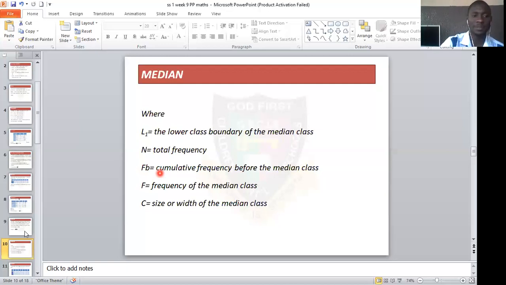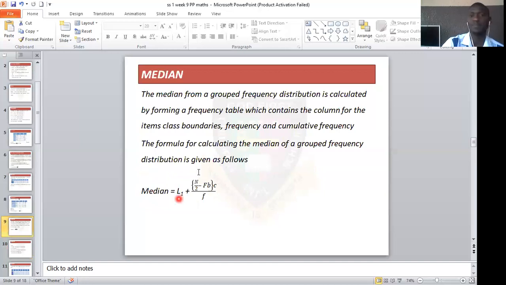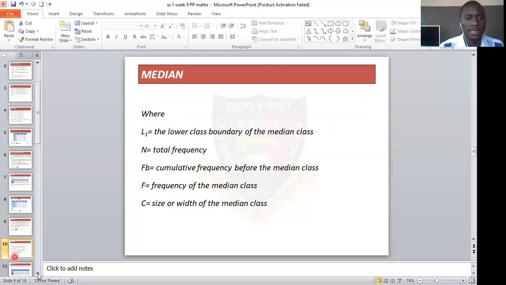So let's take it again from the formula given in the notes. L1 is the lower class boundary of the median class. N is the total frequency of the collection of data. FB is the cumulative frequency of the class immediately before the median class, while F is the frequency of the median class and C is the width. So when you have a class interval of 10 to 19, the width of the class is 10: 10, 11, 12, 13, 14, 15, 16, 17, 18, 19. That is 10 is the class width. So let me take an example to explain this very well for you.